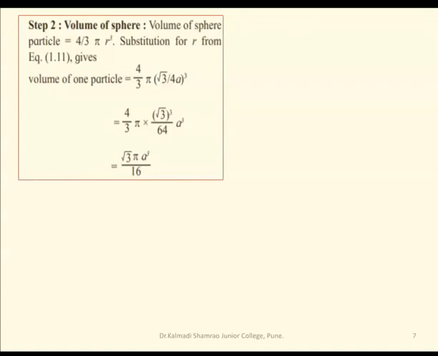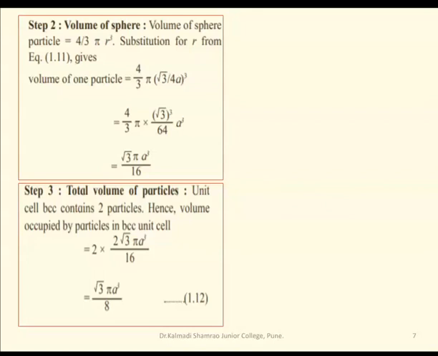Next, step 2 is to calculate the volume of sphere. Volume of sphere particle is generally given as 4 by 3 pi r cube. Substituting the value of r, we get volume of one particle is equal to 4 by 3 pi into root 3 upon 4a whole cube. Solving for the bracket, we get 4 by 3 pi into root 3 cube divided by 64 into a cube. Solving the entire fraction, we get root 3 pi a cube divided by 16.